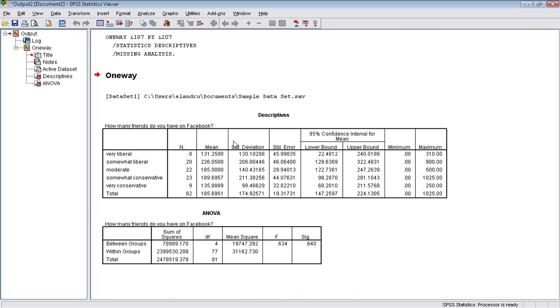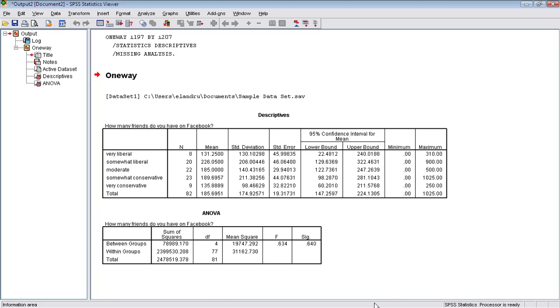This first table is descriptives, and you can see my 5 political affiliations here from very liberal to very conservative. There's the N for each. Here are the means and standard deviations. Remember, this is the number of friends each person reported they have on Facebook. Here's the average, and here's the standard deviation, which is a measure of variability. I would need all that information for the actual sentence I would write in an APA formatted paper, for example, in a results section.